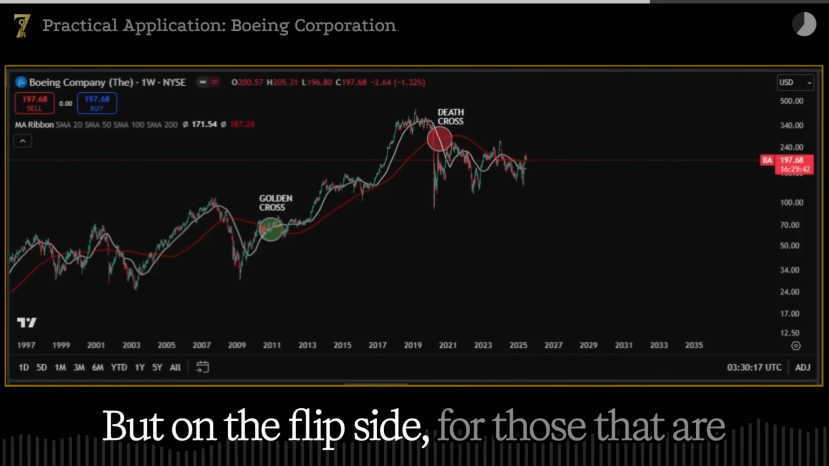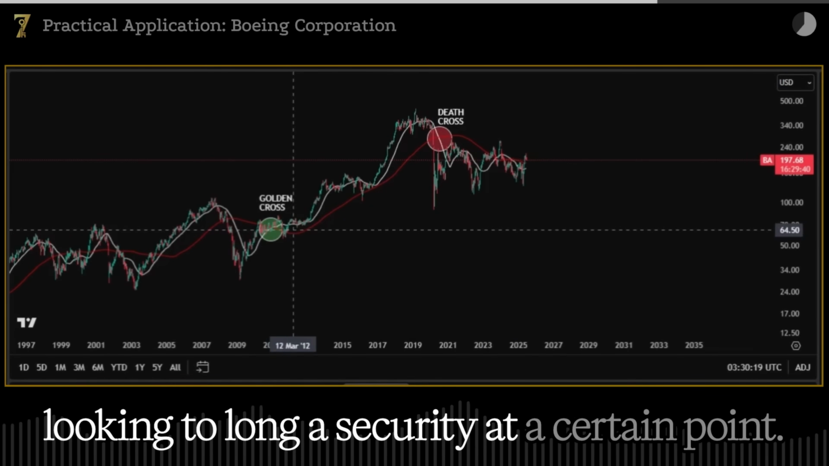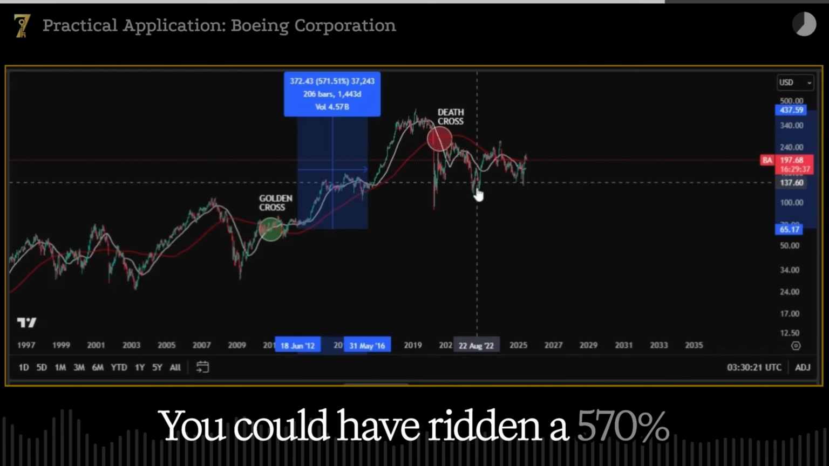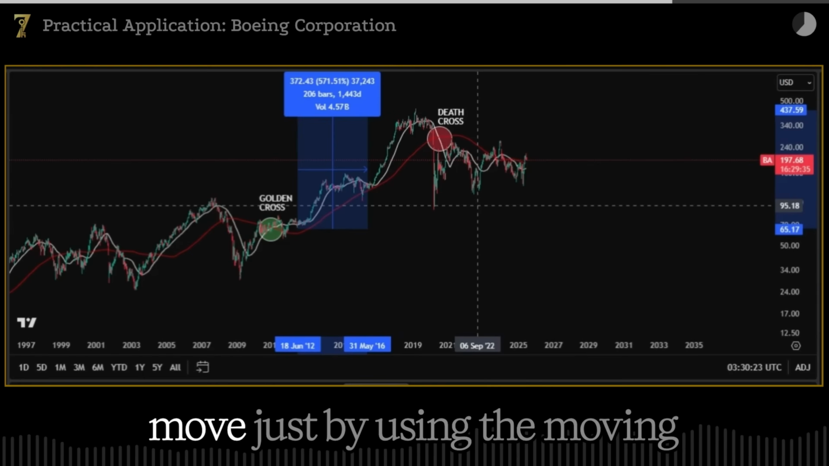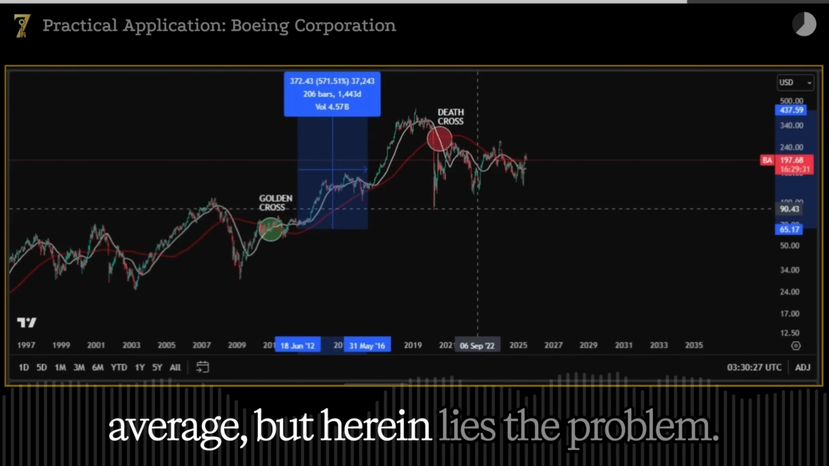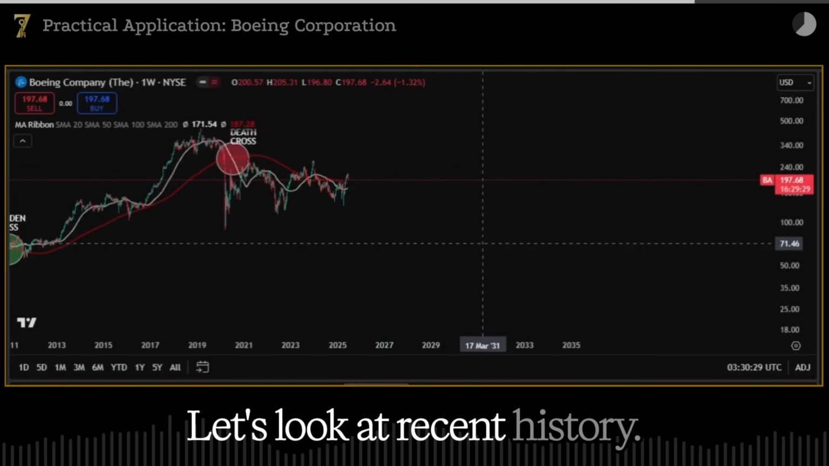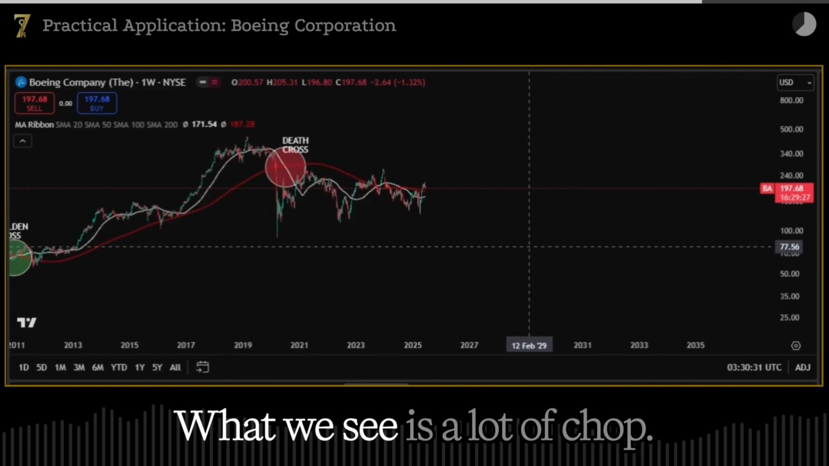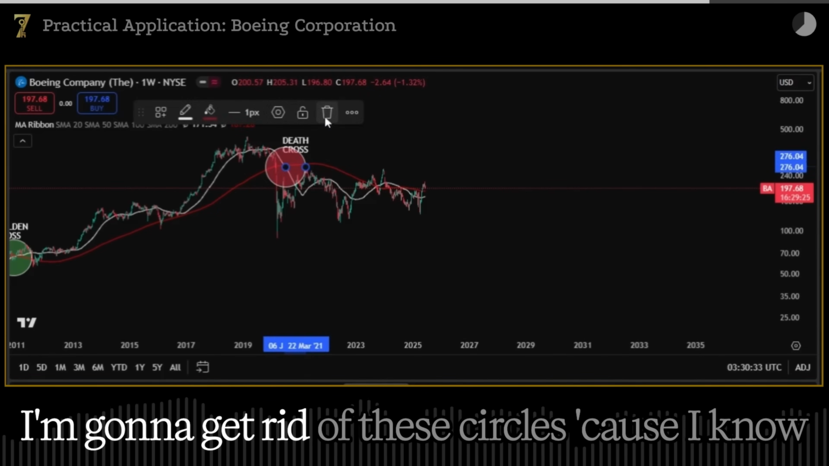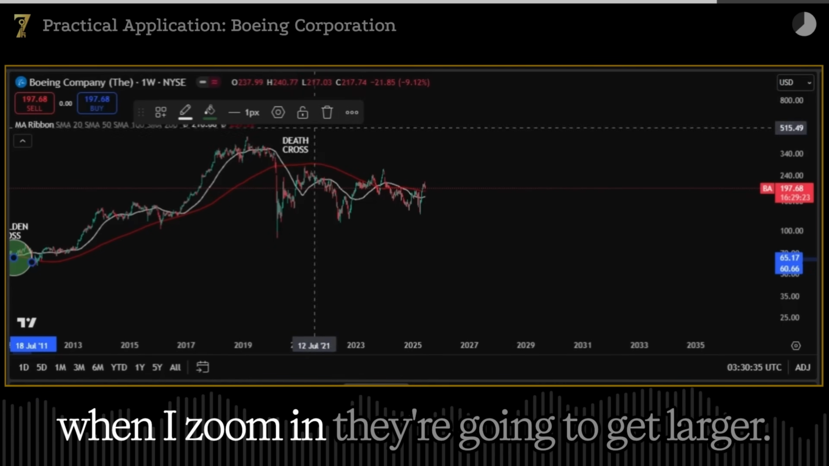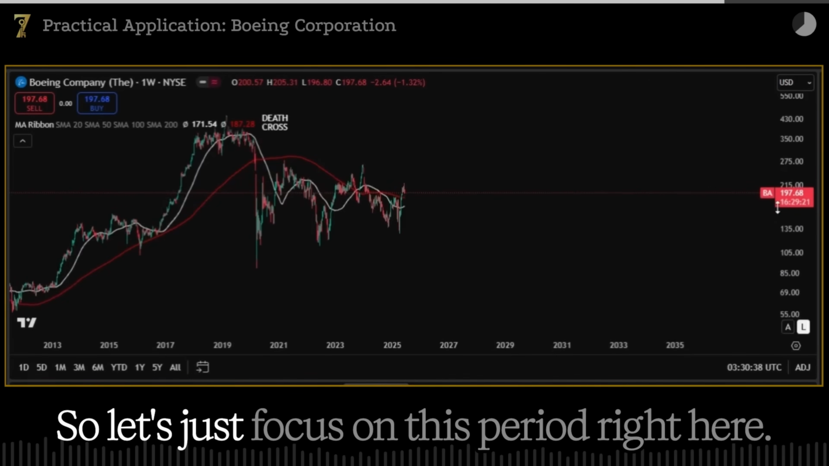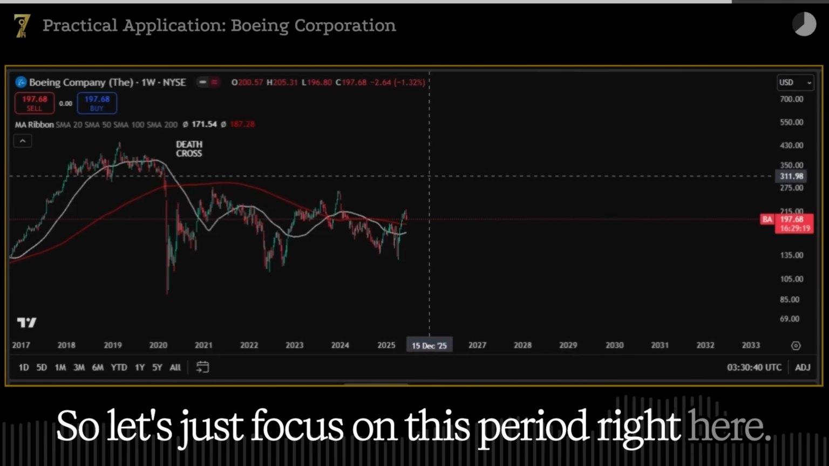But on the flip side, for those that are looking to long a security at a certain point, you could have ridden a 570% move just by using the moving average. But herein lies the problem. Let's look at recent history. What we see is a lot of chop. I'm going to get rid of these circles because I know when I zoom in, they're going to get larger. So let's just focus on this period right here.